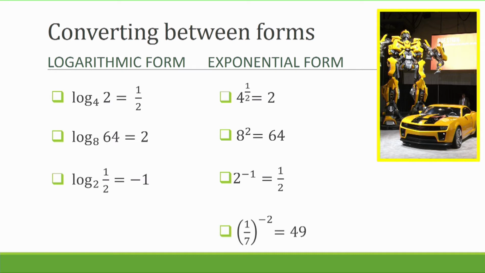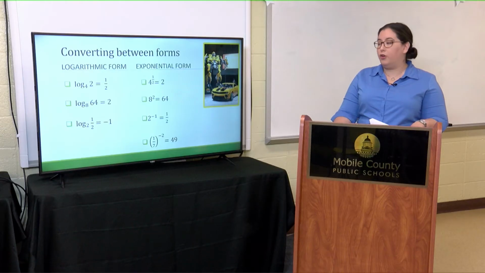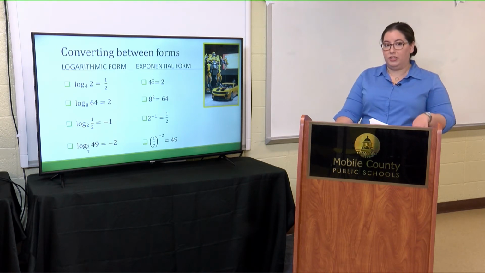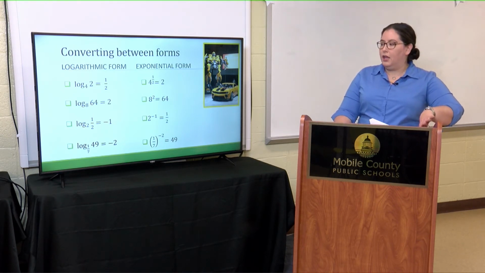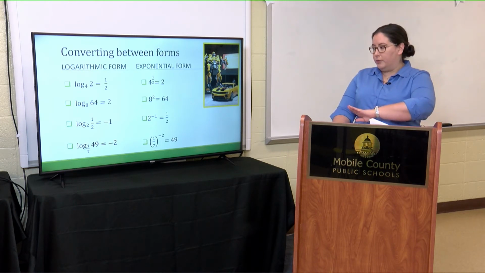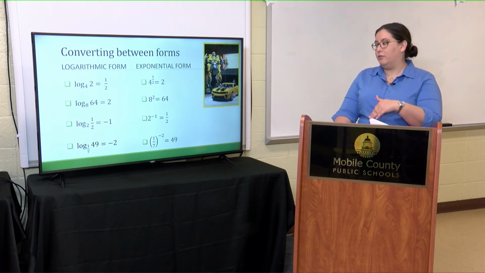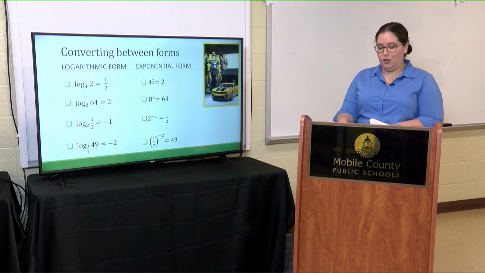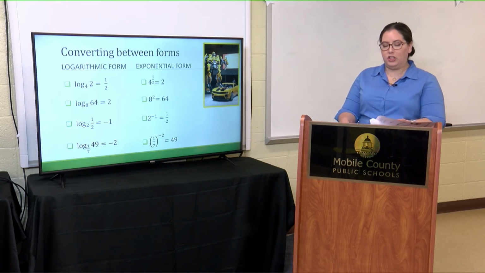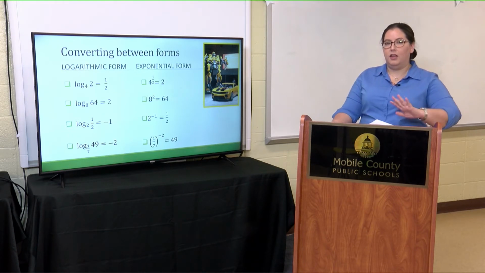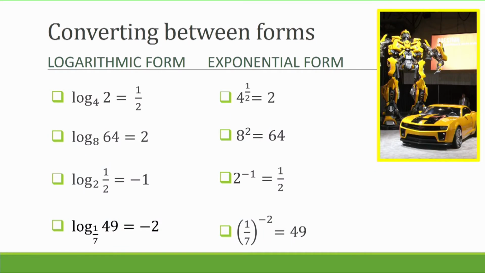Okay, so try this one. And hopefully you got 1/7 is the base. So it's okay to have a fraction in your base. The argument is 49, which is the answer in our exponential, and the answer in our logarithm is the exponent for the other one. Hopefully, I'm going to give you a couple of seconds to look at that, just because when I'm saying it, it sounds a little confusing.